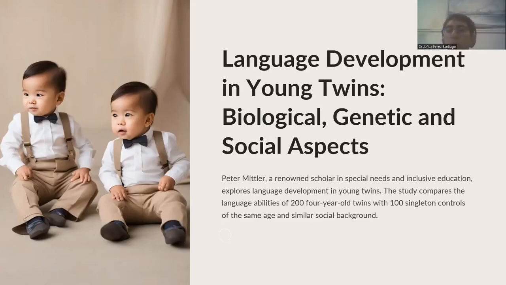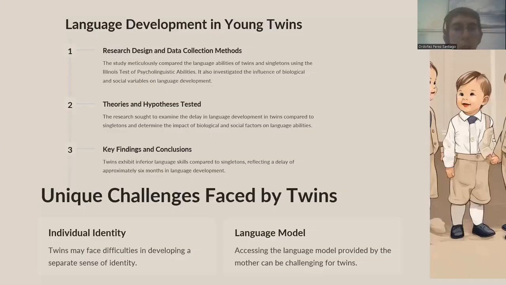And the study compares the language abilities of 20 four-year-old twins with 100 singleton controls of the same age and similar social background. That's really important, as we see in class, that the research is made in similar circumstances, right? Okay, let's move on. Then we have language development in young twins, right? That's what I want to explain. First, if you go to the top of the slides, you can see the research design and data collection methods. That's the idea, how they did it. They used the Illinois Test of Psycholinguistic Abilities, and it also investigates the influence of biological, social, and language development.